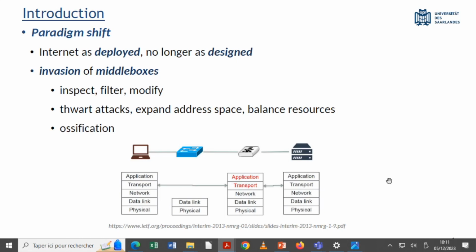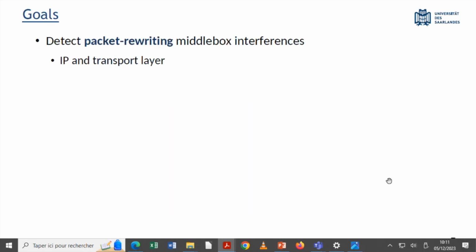And one such dangerous side effect is the ossification of the internet. This means that these simply sit in the way of new protocols, or even extensions to existing protocols. In this work, we focus on the latter. We look more specifically at packet rewriting Middleboxes. We look at how they interfere with internet traffic at the IP and the transport layer.